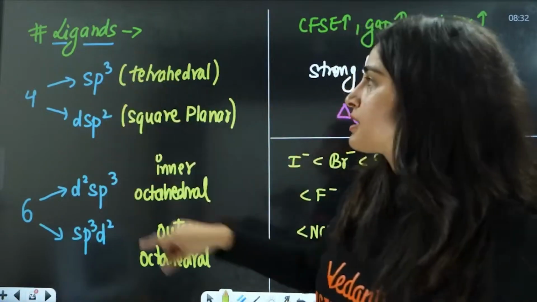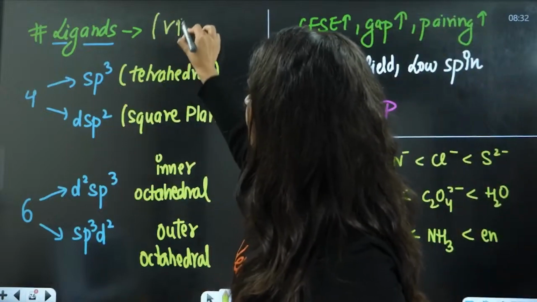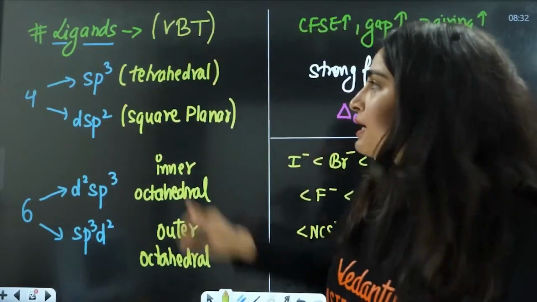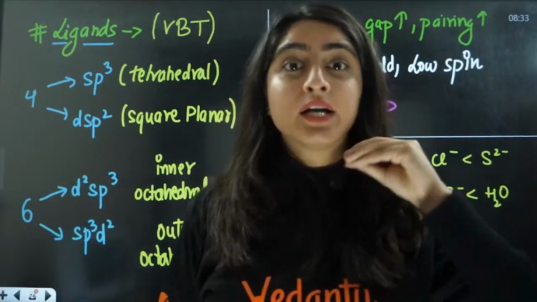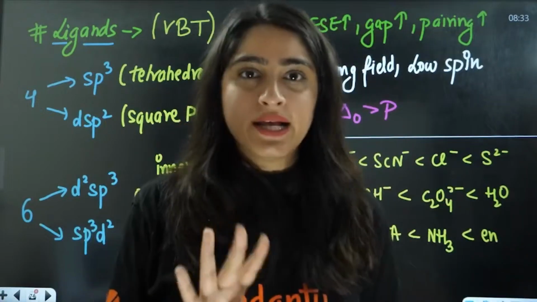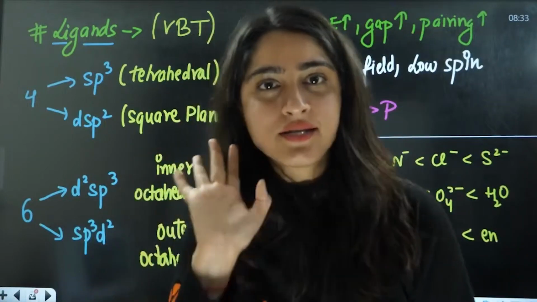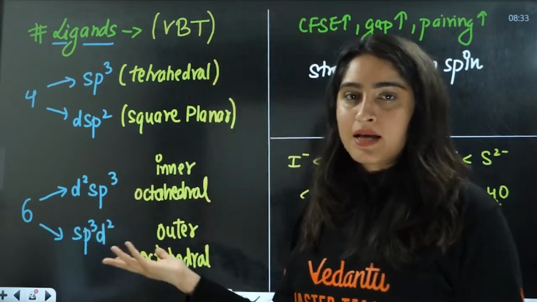Before CFT, this is for VBT. In VBT, I am 100% sure they will give you either 4 ligands or 6 ligands. Only these two questions will be asked in the exam.